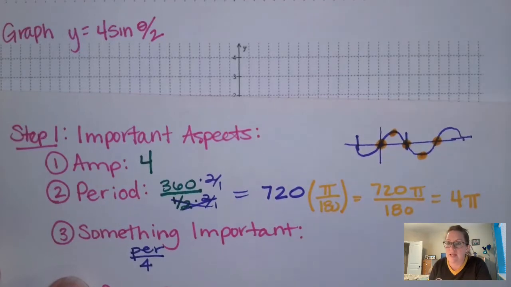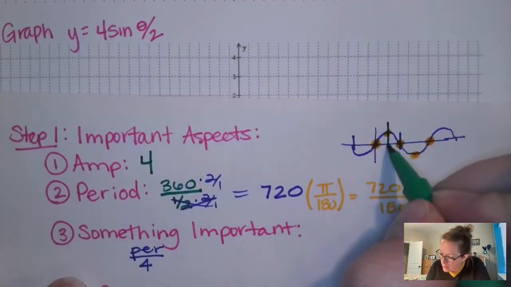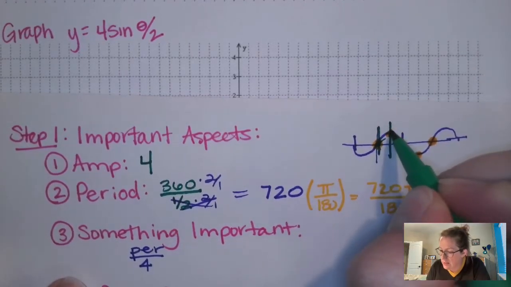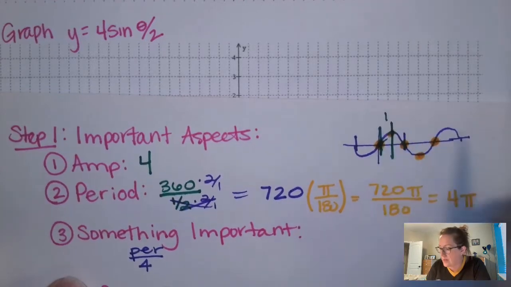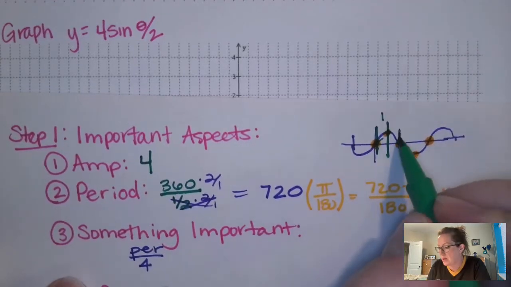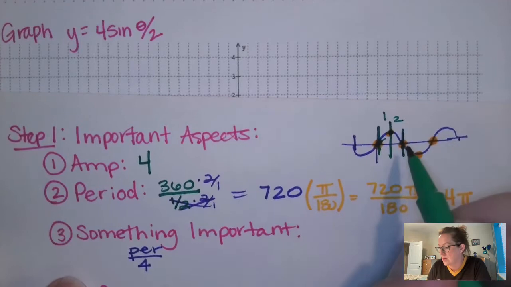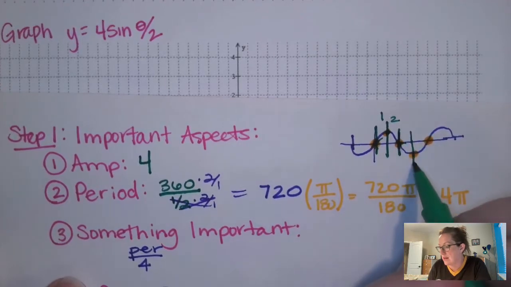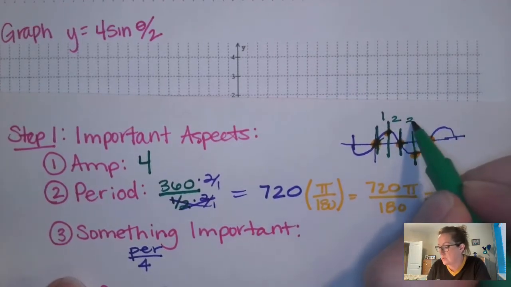Think about the space in between these points. In between the start and the halfway point, that's 1. The distance between the halfway point and the middle is 2. The distance between the middle and the second halfway point is 3.